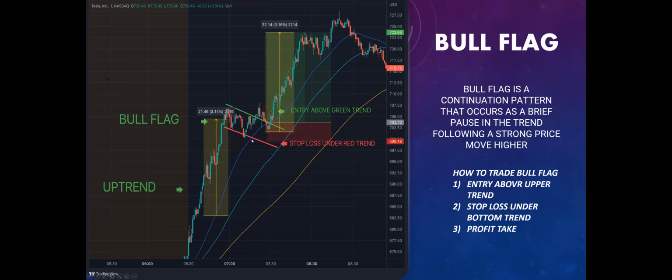Are you guys all familiar with the bull flag? What about the other? Are you all familiar with the bull flag? It is one of my favorites too. If you want, you can take a screenshot.